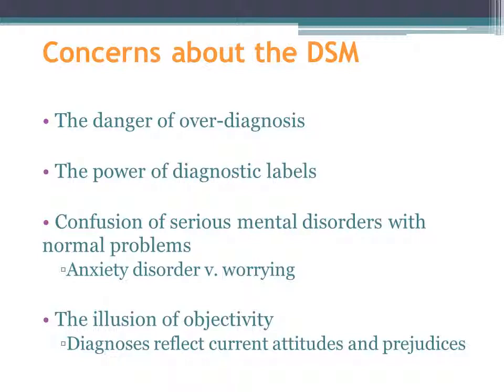And then lastly, the illusion of objectivity, in that diagnoses as they are presented in the DSM reflect current attitudes and prejudices. For example, up until about the 1970s, homosexuality was included in the DSM as a psychological disorder. We now know that that is, of course, not the case at all, but nonetheless, these diagnostic categories are a reflection of the current values and attitudes within the field.